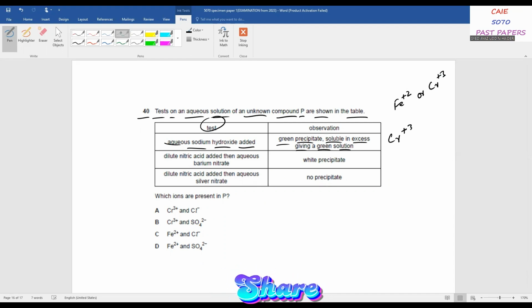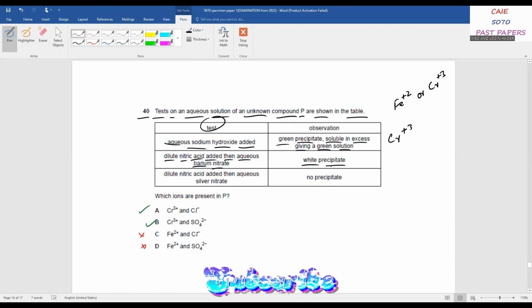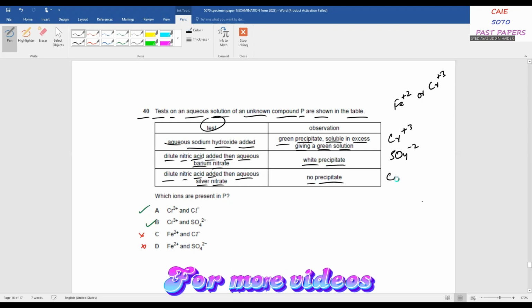So either your answer A is correct or B is correct. Both C and D are incorrect. We'll move on. Dilute nitric acid added, then aqueous barium nitrate. We'll get white precipitate. This is a test for sulfate ion, SO4 2-. Dilute nitric acid added, then aqueous silver nitrate, no precipitate. This is a test for chloride ion, which means it is not there. We have Cr3+ and SO4 2-. So B should be the right answer.